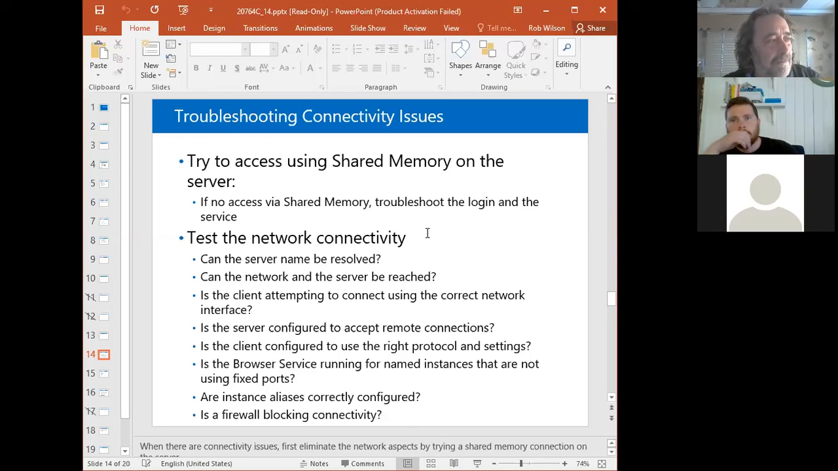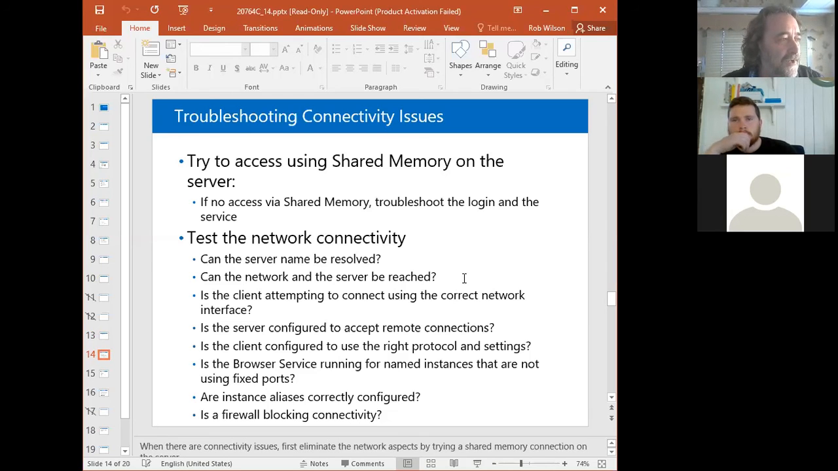And then you say, okay, you might not do the shared memory first because that's weird. You might start off at the test network connectivity, right? Can the server name be resolved, right, by name? So the whole, can I ping it by its IP address, or can I ping it by MIA-SQL, right? Networking 101.